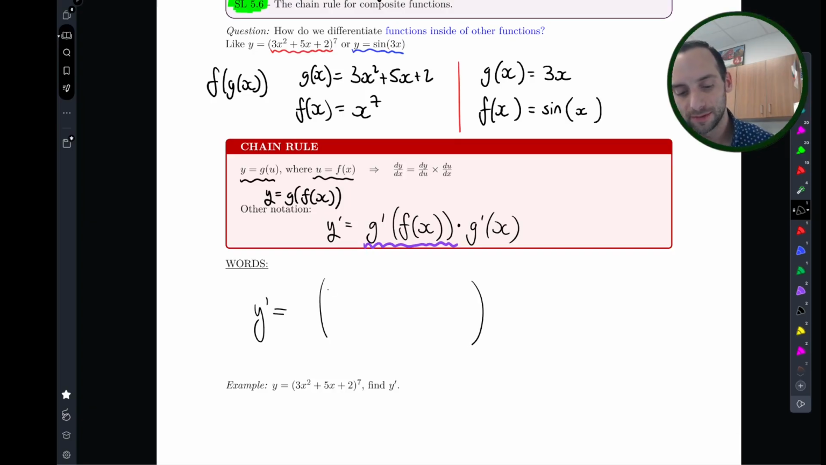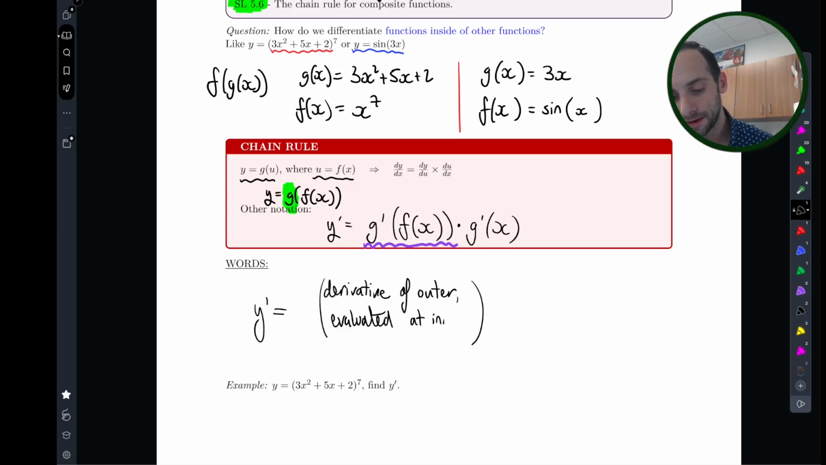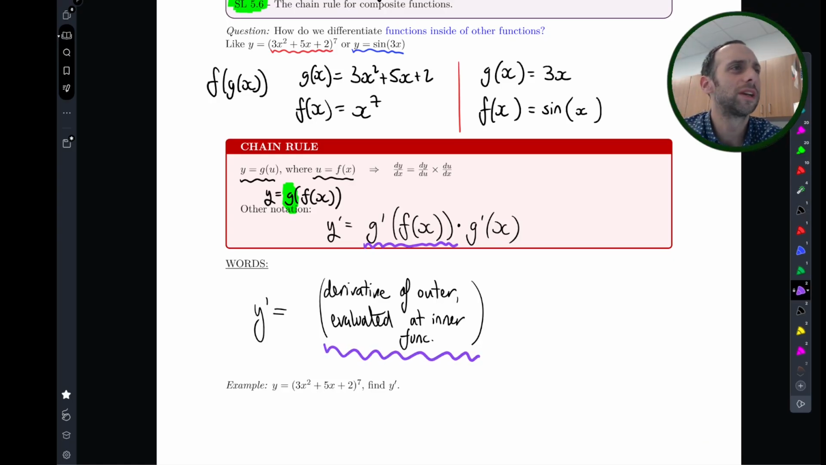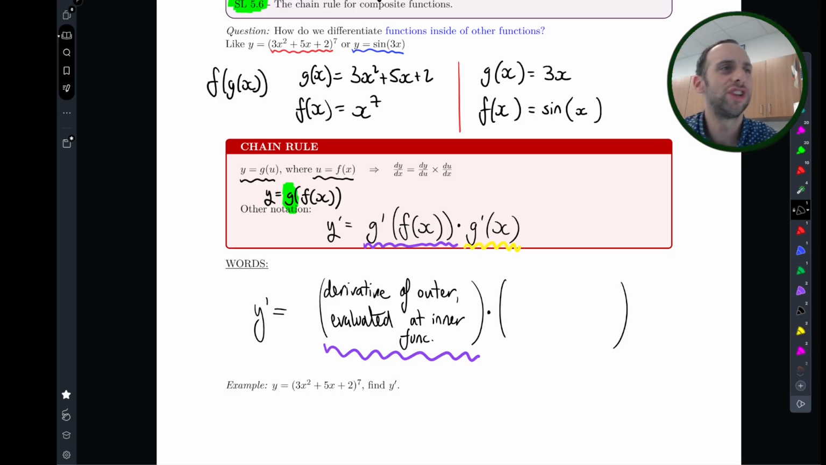g prime, that is the derivative. So in words, it's the derivative of the outer function. Based on the definition in this red box, g of x was the outer function. It's the derivative of that, so derivative of outer, and we're going to say evaluated at the inner function. So essentially take the derivative of the outside, but leave the inside alone. This section makes up that purple piece. And then the part I'm underlining in yellow, what is that in words? Well, there's a multiplication, and then it's f prime of x. So that is the derivative of the inner function.